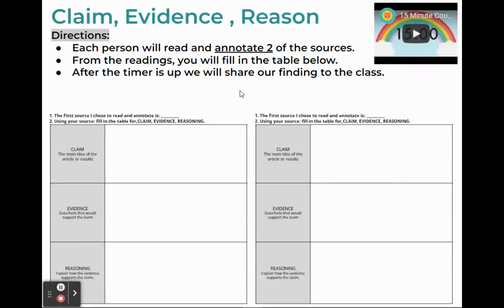And then the second source I choose to read and annotate is reading number blank. You're going to provide a claim, evidence from your article, and then the reasoning behind it. You're going to be annotating 2 different readings. The only one you can't do is reading number 1, so you have to choose between either 2, 3, or 4. All right, so go ahead, choose your reading, and then start your claim, evidence, reasoning.